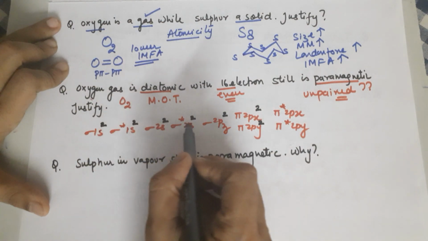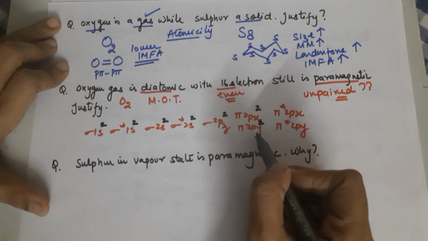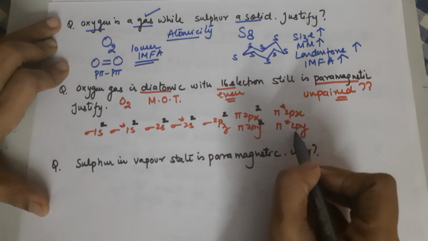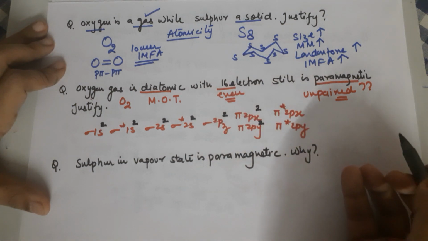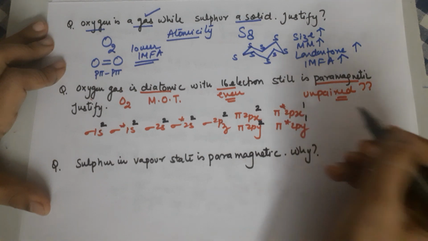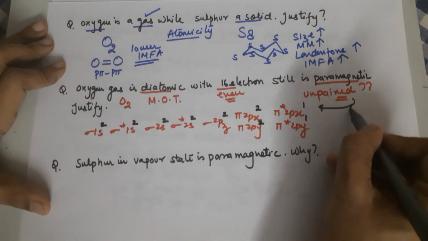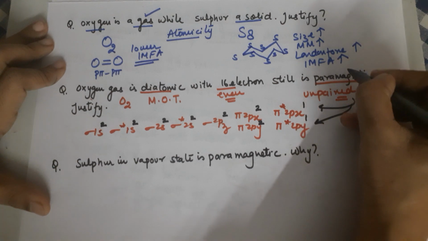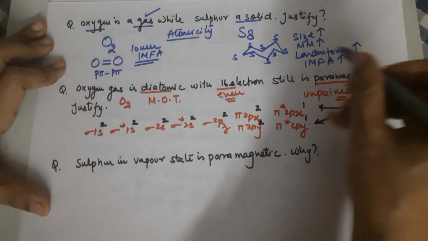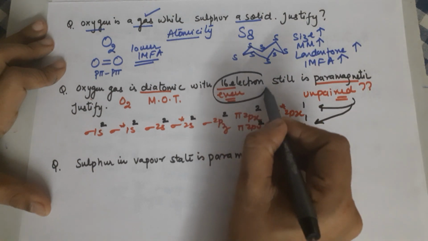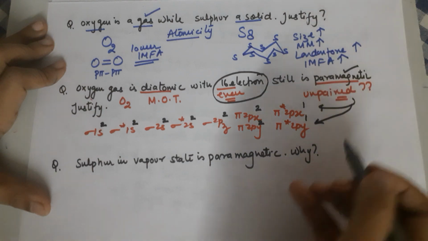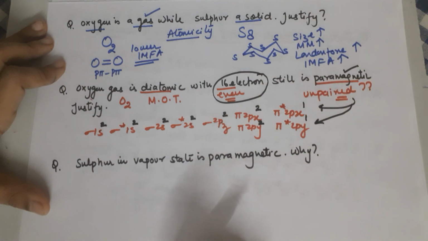Let's check how many electrons have been filled. 2, 4, 6, 8, 10, 12, 14. You're left with 2 more. Now these two are of the same energy, so the electron filling has to be one each. So you can clearly see there are 2 unpaired electrons in the electronic configuration for O2. Despite having an even number of electrons, it still remains paramagnetic. Moving on to the next question.